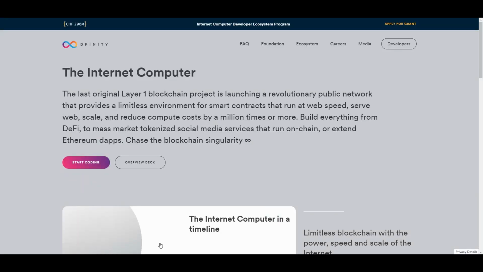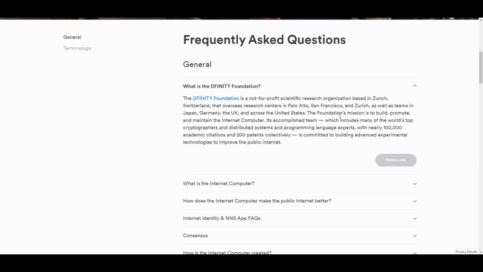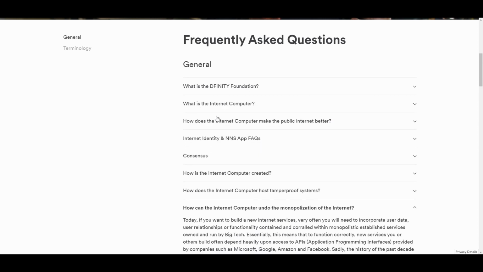Before we get into the details, let's talk about the Dfinity Foundation. The Dfinity Foundation is a non-profit organization that oversees a handful of research centers across the globe, and the foundation's mission is to build, promote, and maintain the Internet Computer. Its accomplished team, which includes many of the world's top cryptographers and distributed systems and programming language experts, with nearly 100,000 academic citations and 200 patents collectively, is committed to building advanced experimental technologies to improve the public internet.